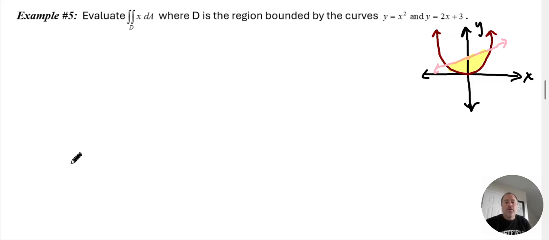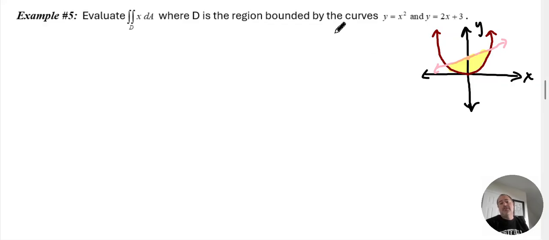Hey guys, welcome back. We're continuing on solving double integrals over non-rectangular regions. We are now going to do an example of what we call type 1 regions, where we're asked to evaluate a double integral of the function x dA, where D is the region bounded by the curve y equals x squared and the line y equals 2x plus 3.